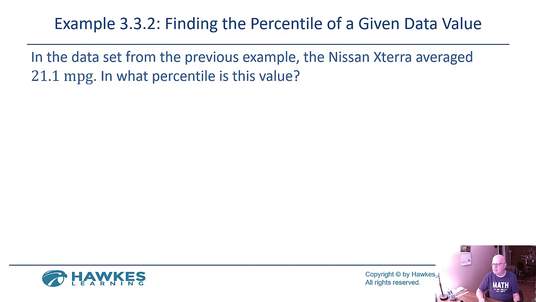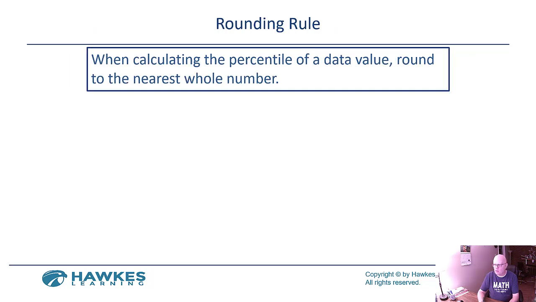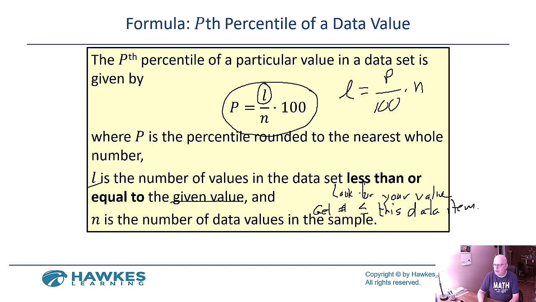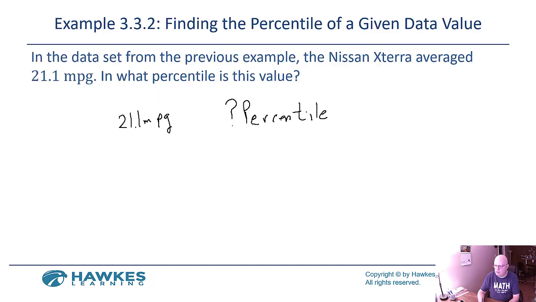So in the previous example, the Nissan Xterra averaged 21.1 miles per gallon. What percentile is that? So sneak back here. What's your formula? P equals L over N times 100. 100 is to make it a percentile.